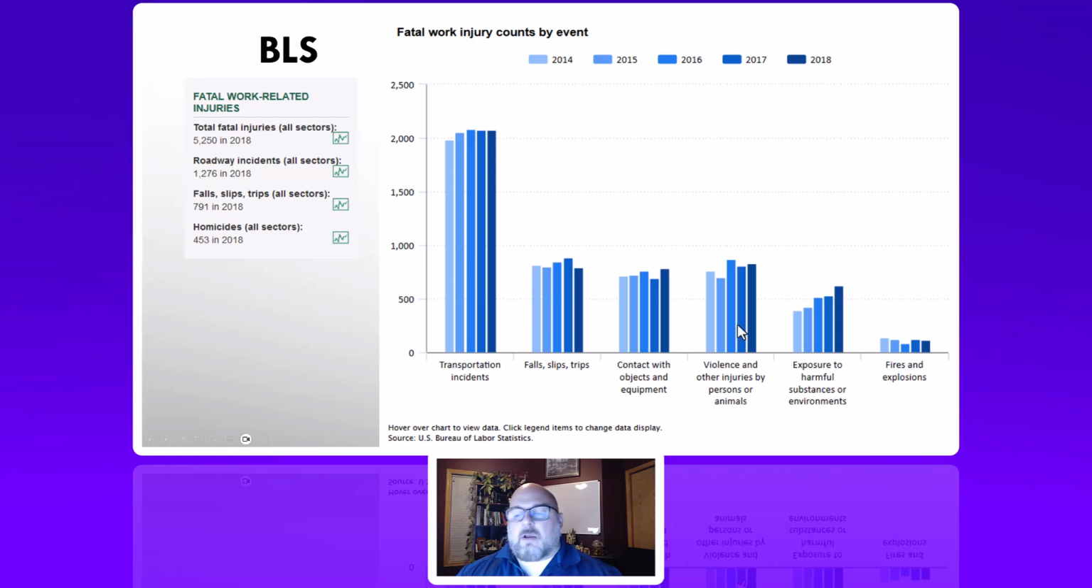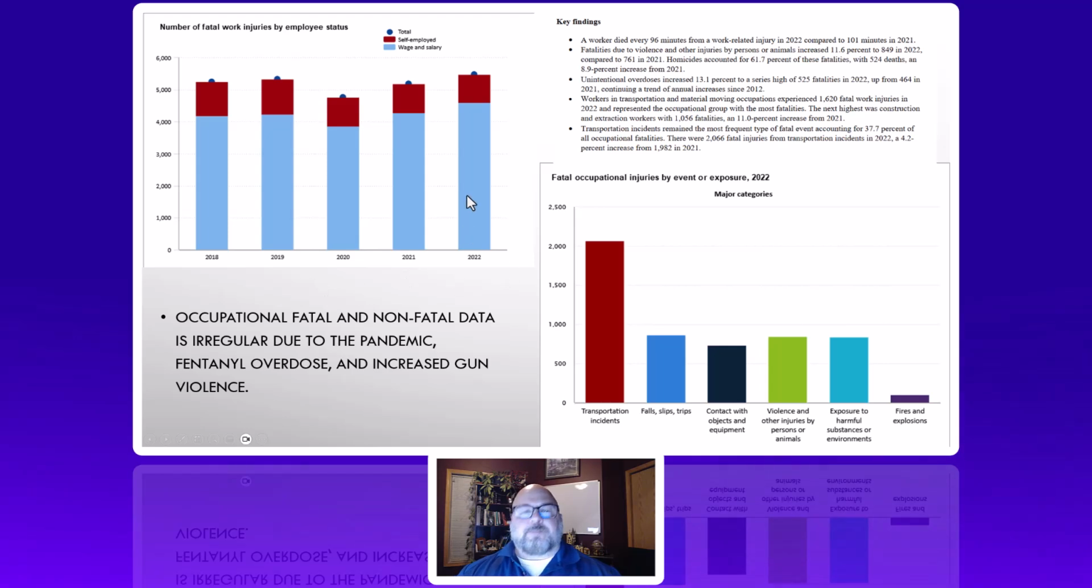Rust not as much. Well, violence would too. But that was in 2018. Let's fast forward to the most recent set of data, which is for 2020. Transportation is still, as you can see, twice as much as falls. Violence is here. See, it hasn't changed a lot.